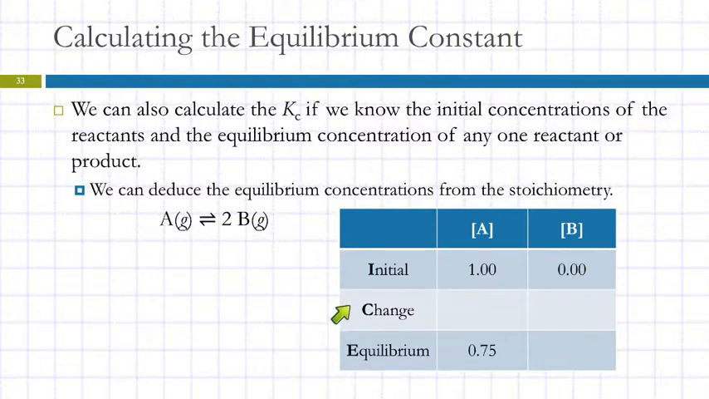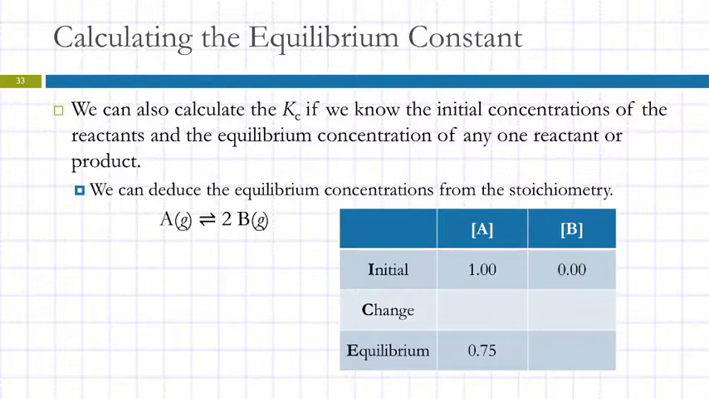So I would like to formally introduce you to an ICE table, okay? You're probably going to have a love-hate relationship with these. We're going to use a lot of them. It helps us to organize and figure out what's going on in equilibrium situations. So here we have the reactant and the product. So there's columns for each reactant and each product. And then there are going to be 3 rows: initial, change, and equilibrium. And it's called an ICE table because initial, change, equilibrium spells ICE.